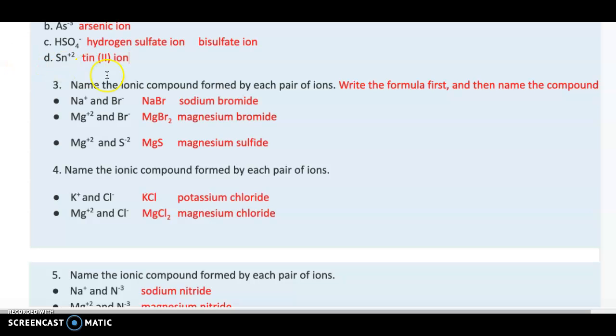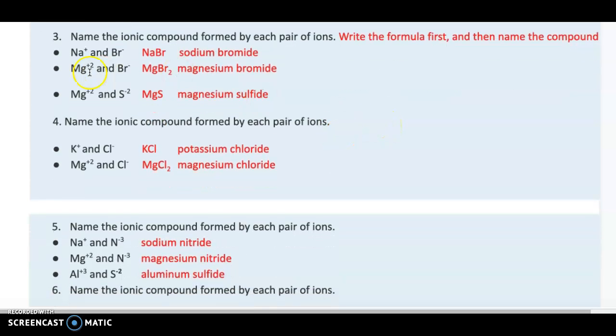Next question. Name the ionic compound formed by each pair of ions. This type of question asks you to do more work, and they think that you know how to do it. First of all, you need to create a formula between these two ions, and then you have to name it. If you did your work and practiced creating these formulas, it will be so much easier for you to name it. Sometimes you can skip this step and just name it right away.